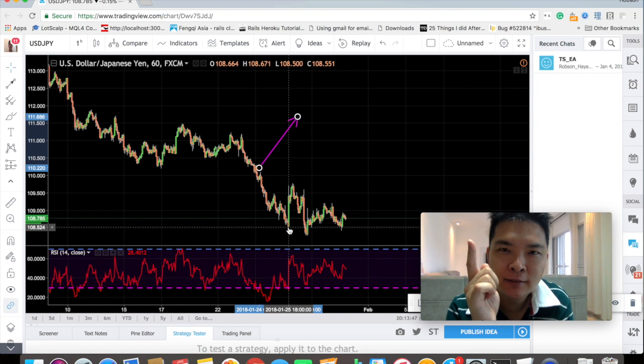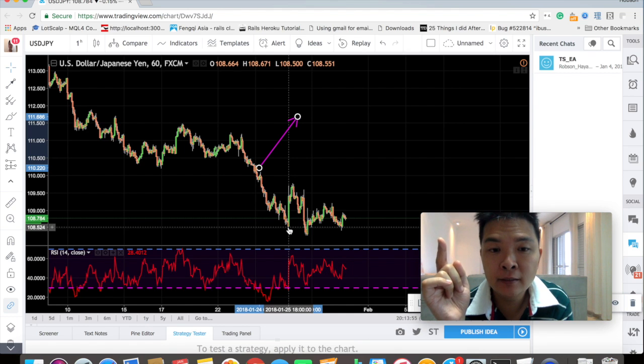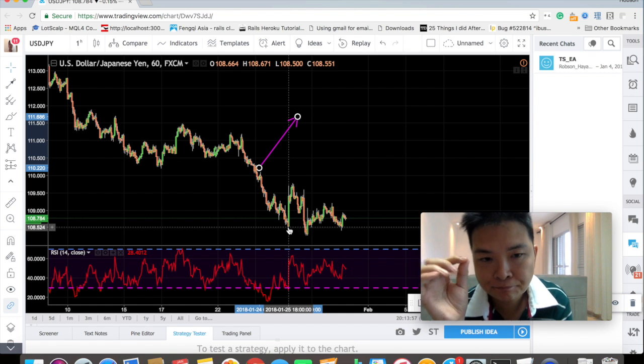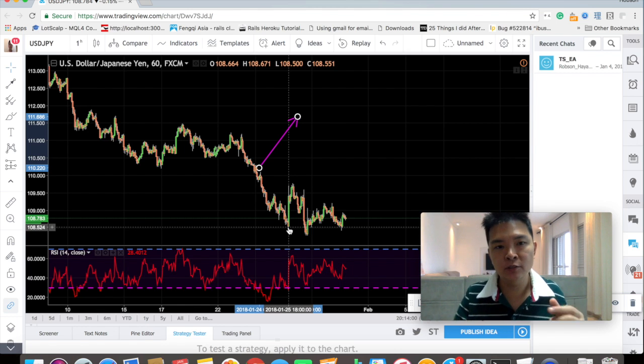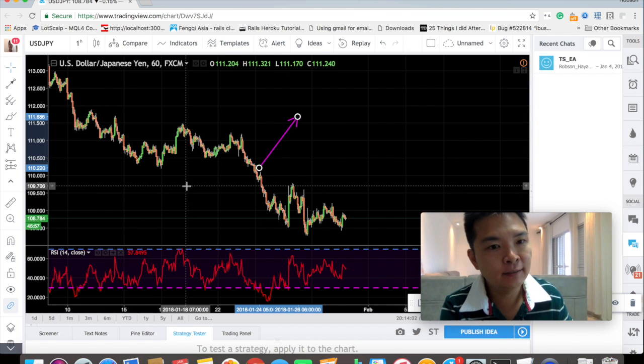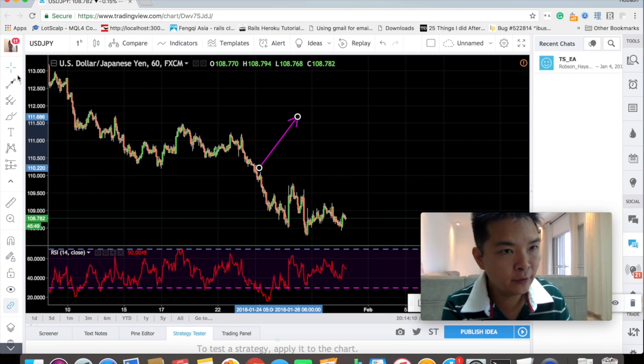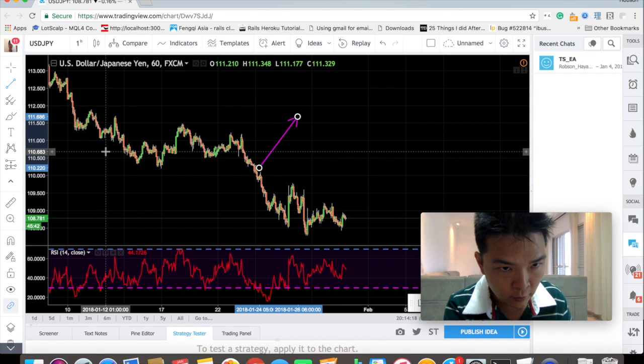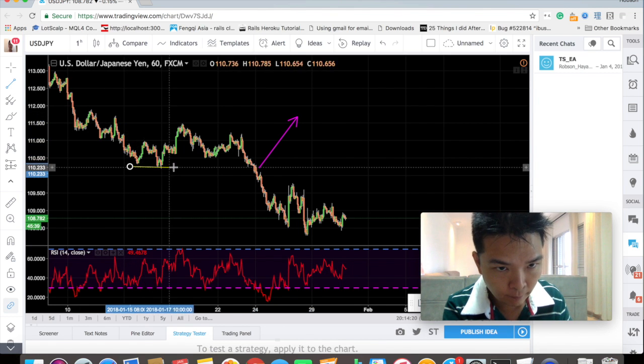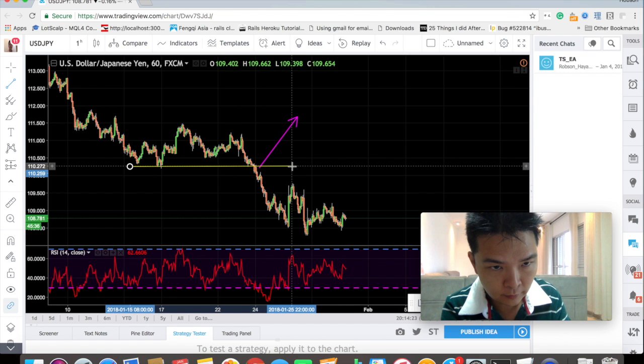Why? That's the question. Why does it sometimes work and sometimes not? The key thing here is to understand the structure. Why am I saying structure? Because can you see that price tried to break this level here? Can you see a level of support that happens here? Can you see this level?